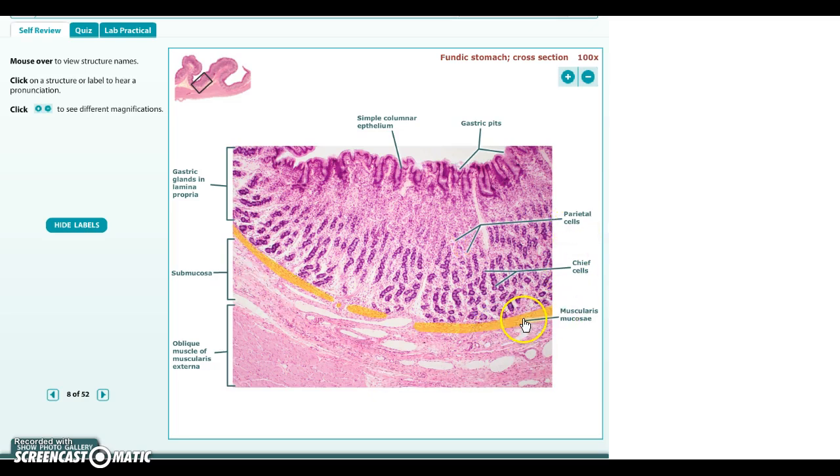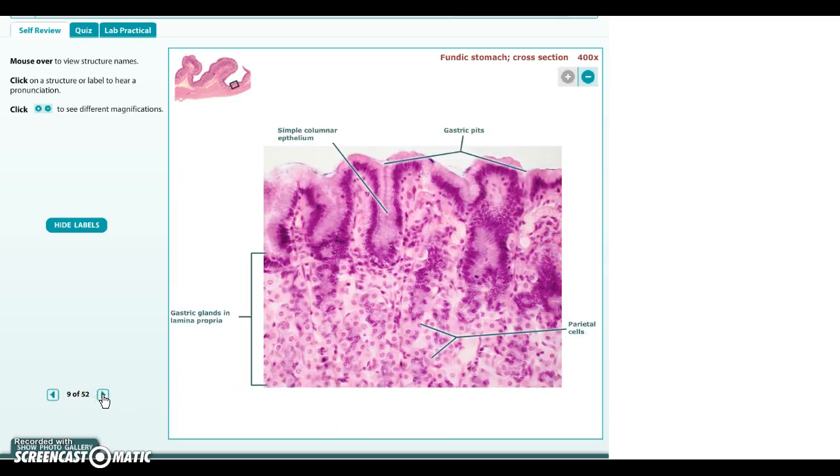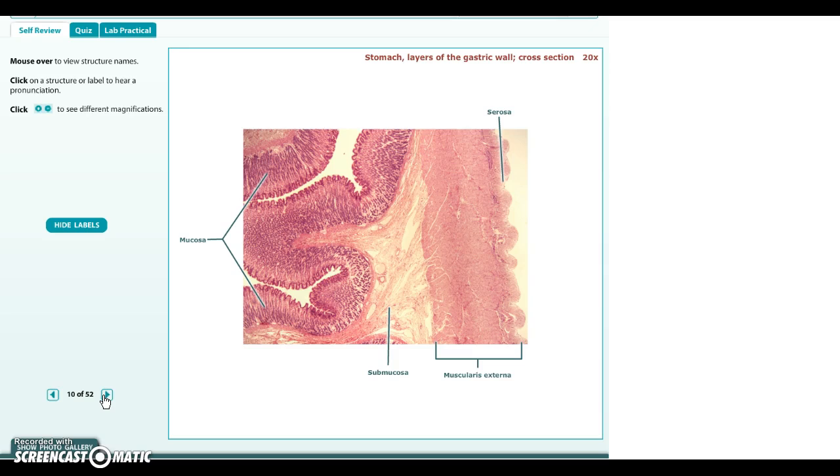Then you have that submucosal layer right here, and of course the outer muscular layer. So that's a pretty nice look at this. I think we'll get a nicer, even closer look at those gastric pits going in, the parietal cells underneath them, and again, that's a pretty good view of the stomach.